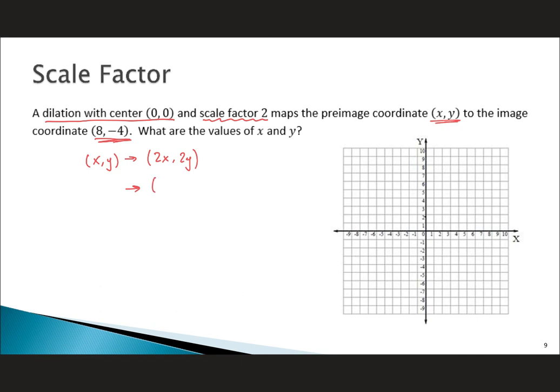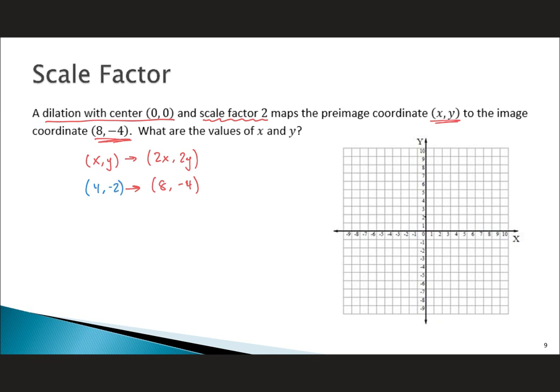and we know that our points over here are 8 and -4, well, how do we figure out what our pre-image points were? We divide, okay? If multiplying by 2 got us to our image, then dividing the image by 2 will get us to our pre-image. And here it is. It's going to be 4 and a -2.